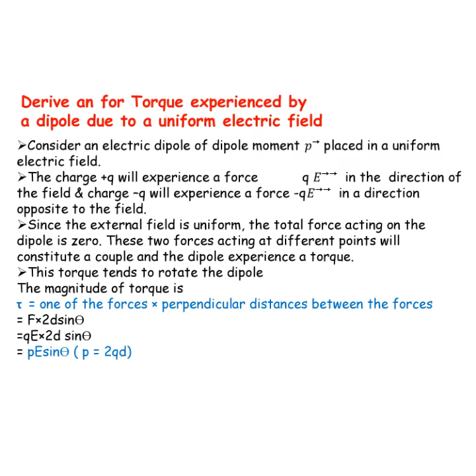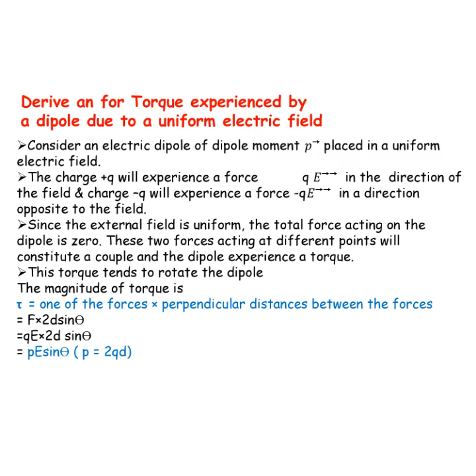The charge plus q will experience a force qE vector in the direction of the field, and the charge minus q will experience a force minus qE vector in the direction opposite to the field. Since the external field is uniform, the total force acting on the dipole is 0. These two forces acting at different points will constitute a couple, and the dipole experiences a torque.